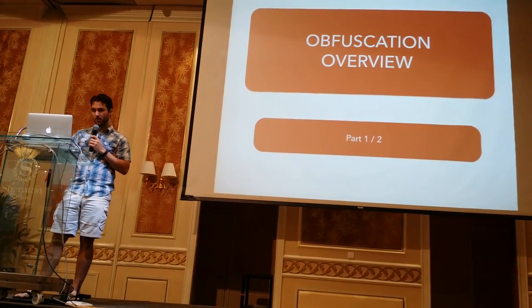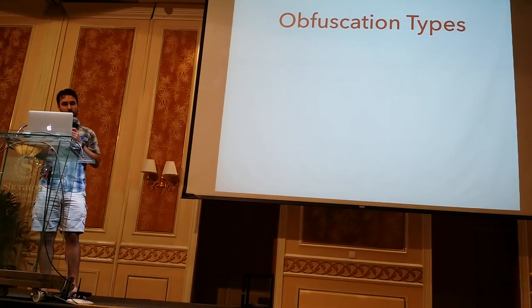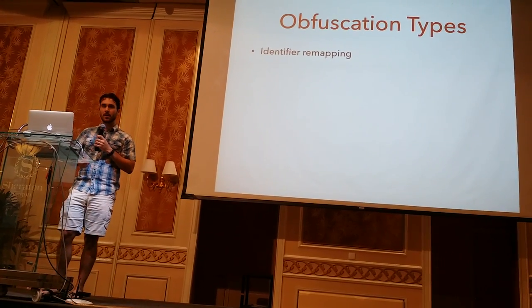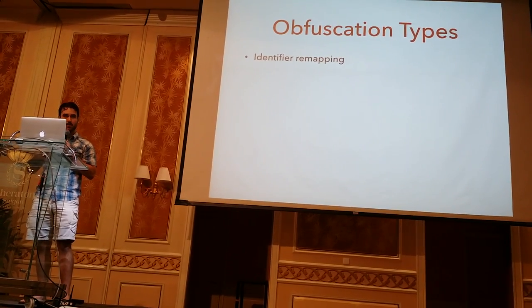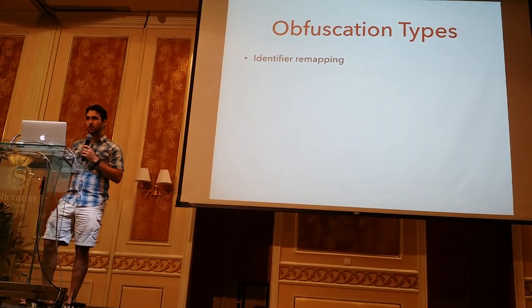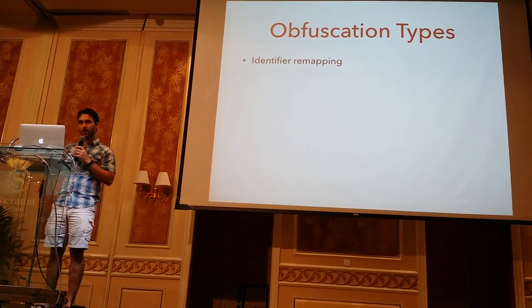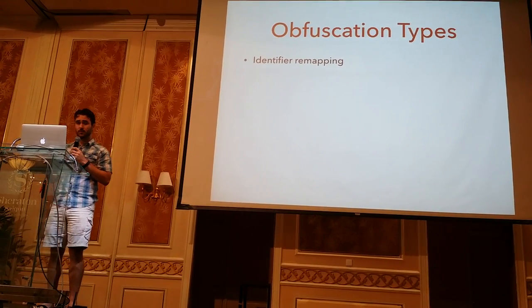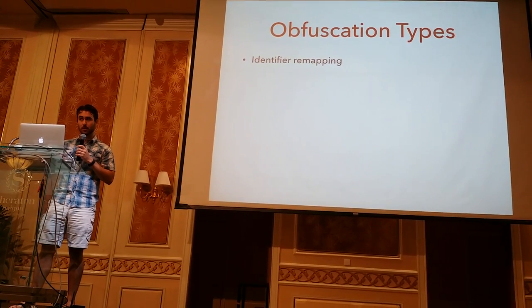So for the overview of obfuscation types, the different obfuscation types are identifier remapping. This is a fancy way of saying changing the names of things and remapping them into something else. Normally it's called remapping because the mapping file is retained so that the original person who obfuscated it can reconstruct the original names if they wanted to. And I think people call it identifier remapping because it sounds cooler than renaming.